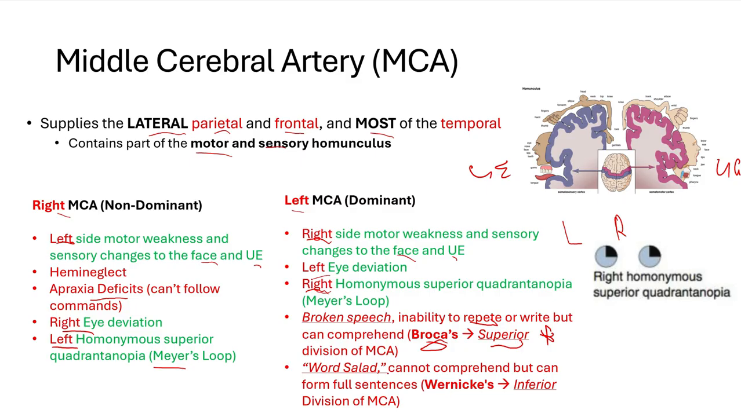If you have word salad, where you cannot comprehend but can form full sentences, you can have Wernicke's aphasia. So that's where you can talk fine, but you actually make no sense. And this is due to inferior damage. For large strokes, you can have something known as global aphasia, where you damage both these areas. So in this case, you cannot understand and you cannot speak.